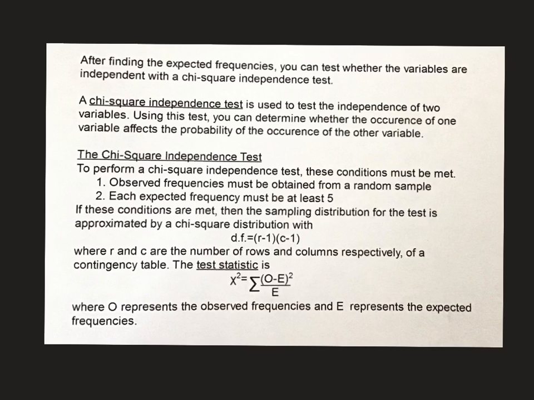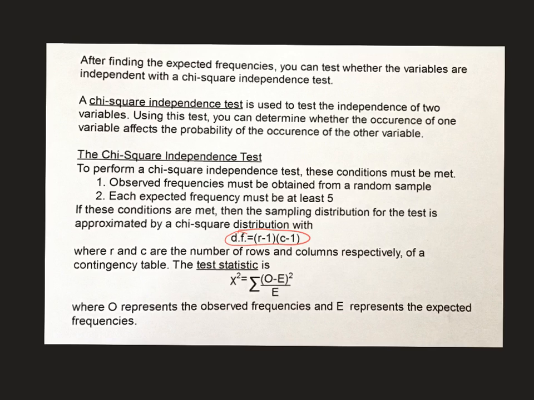So it's the exact same conditions that we had in section 1. Those have not changed. Again, it's going to be real rare that those conditions aren't met. Okay, 99% of the time those conditions are going to be met. So when those conditions are met, the sampling distribution for the test is approximated by a chi-squared distribution with a degree of freedom of r minus 1 times c minus 1. So it's your number of rows minus 1 times your number of columns minus 1 every time.